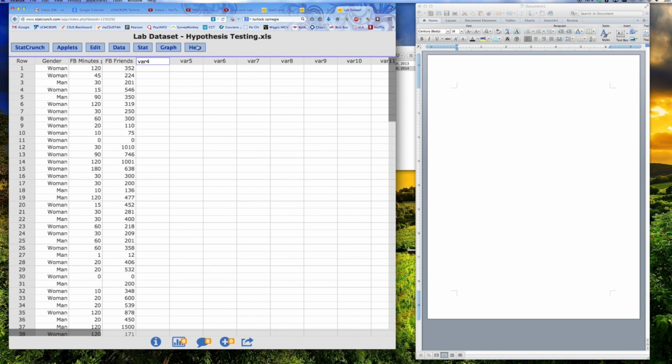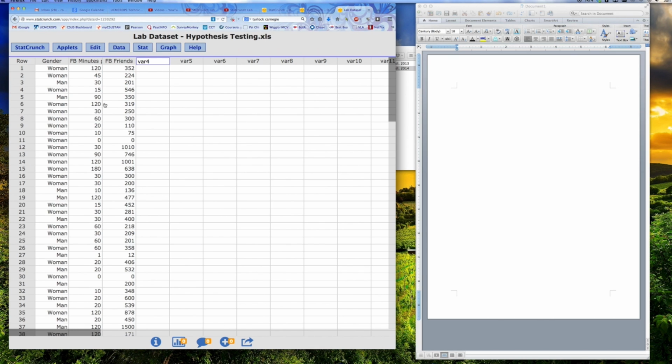So I have the file open right here. It's called Lab Dataset Hypothesis Testing. And within it, we have one independent variable, one grouping variable, which is gender. I know in your observational studies, a lot of you are comparing men versus women. So that's the same kind of thing we have going on here. And then we have two variables that could be our dependent variables, or the things that we're measuring. So right here we have Facebook minutes per day. So this is the amount of Facebook time they're spending each day. And then we have number of Facebook friends.